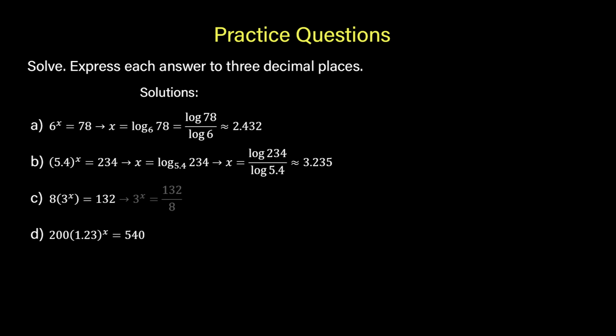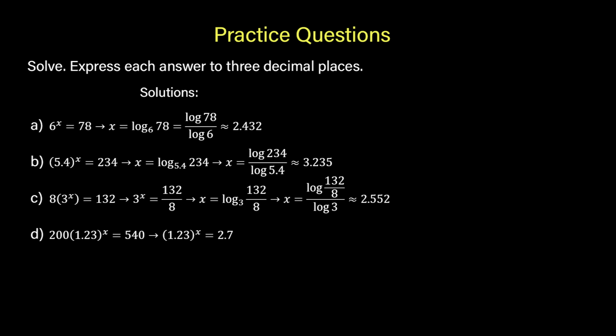C. 3 to the power of x equals 132 divided by 8, which is 16.5. x equals log of 16.5 to the base of 3. x equals approximately 2.552. D. 1.23 to the power of x equals 540 divided by 200, which is equal to 2.7. x equals log of 2.7 to the base of 1.23. x equals approximately 4.798.